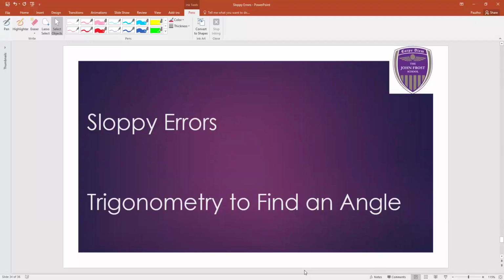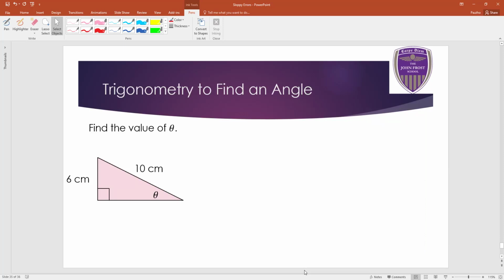Okay, yet more sloppy errors. This one, trigonometry to find an angle. A common problem, this one. Pause the video, have a go. Come back when you're ready.